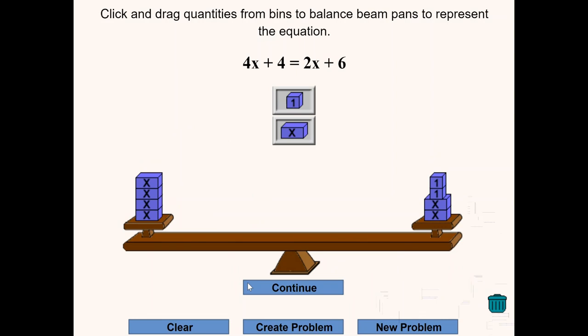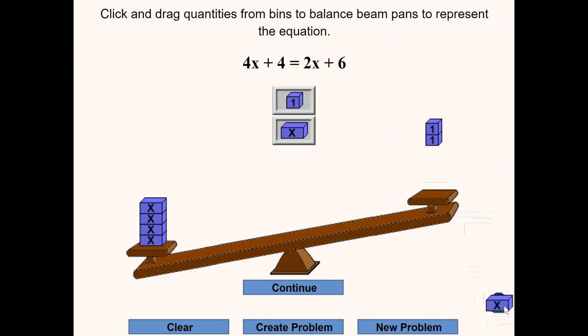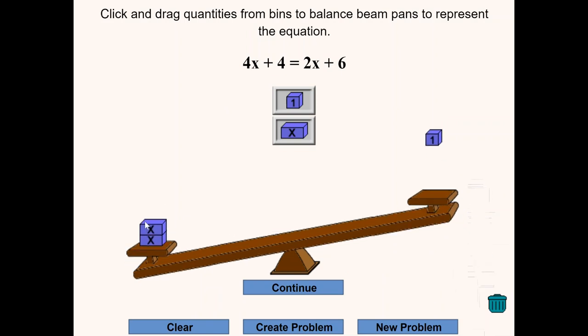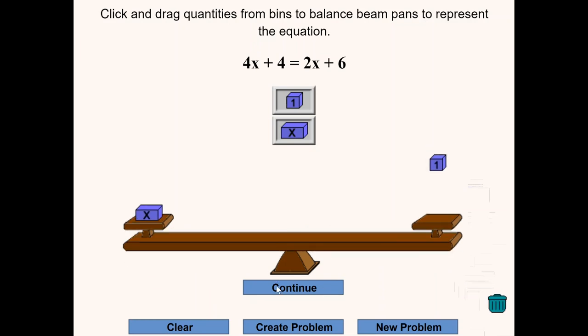Now let's look. I said, okay, I only want x's on the left side, and I only want ones on the right side. Then I can get rid of 2 x's on the right side to just have the ones. But then now it's imbalanced, so I have to get rid of 2 x's on the left side as well. Then it is balanced. And on the left side, I have 2 x's that are equal to 2 ones. That means that if I get rid of half, 1x is equal to 1.